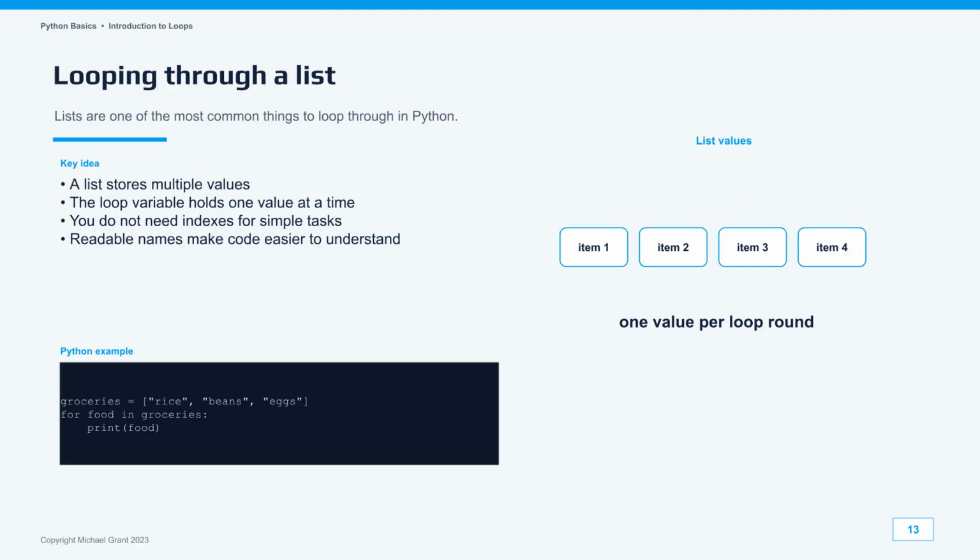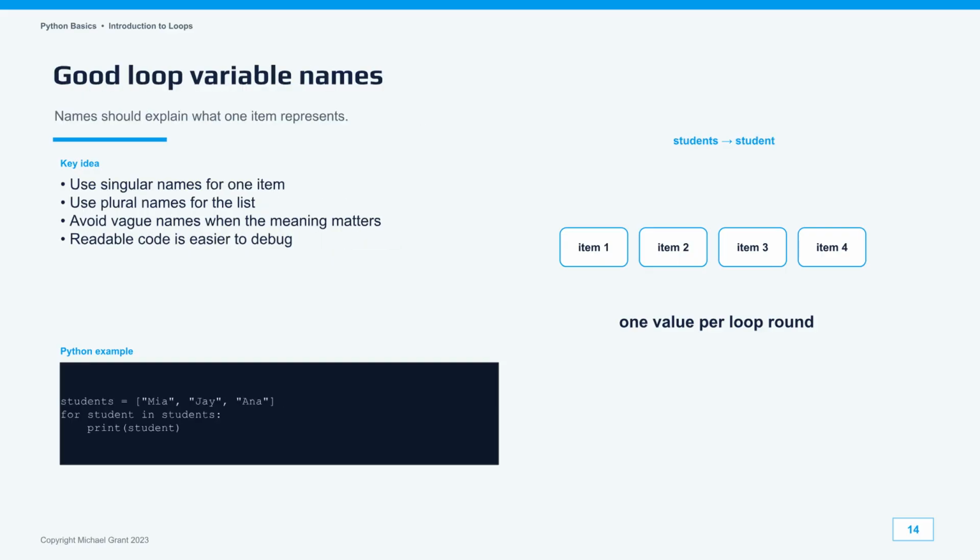Looping through lists is a standard Python task. Since a list stores multiple values, your loop variable will pick up each one at a time. This keeps your code clean and avoids needing complex index references. When naming your loop variables, try to be clear. Use singular names for the individual items and plural names for the collection itself. This simple habit makes your code much more readable and easier to debug later.